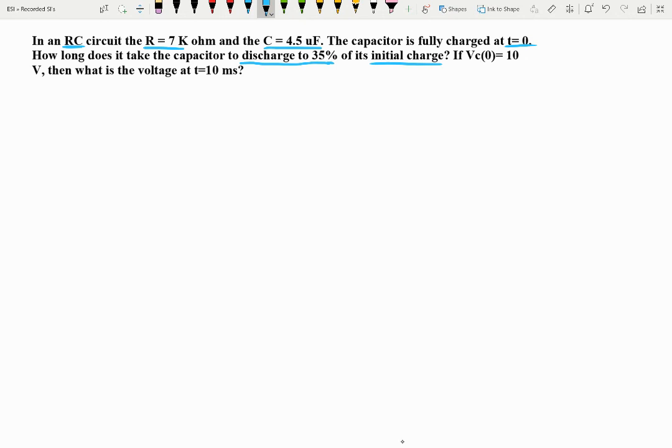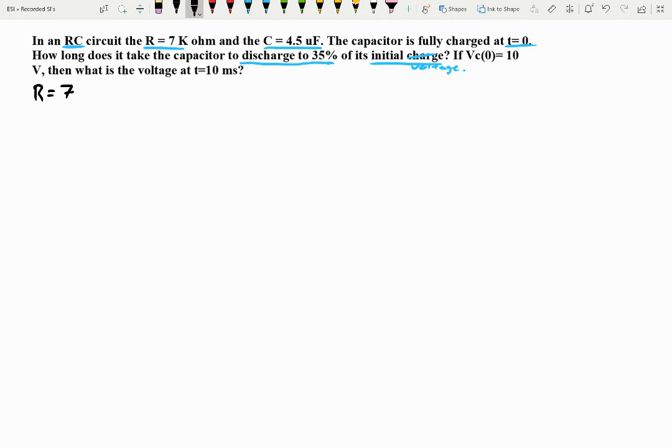Okay. If VC of 0 is equal to 10 volts, I believe this is supposed to be voltage, but it works just fine. V of C is equal to 10, then what is the voltage at 10 milliseconds? Okay. So a lot of information there, so let's go and write all that down.